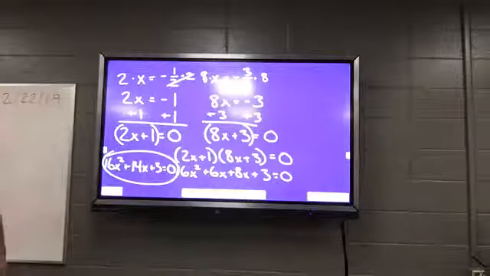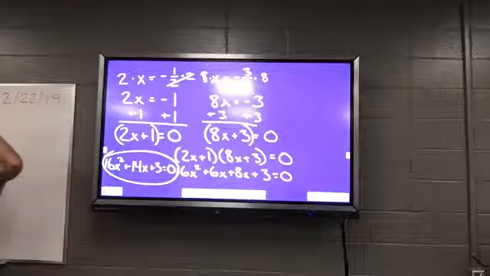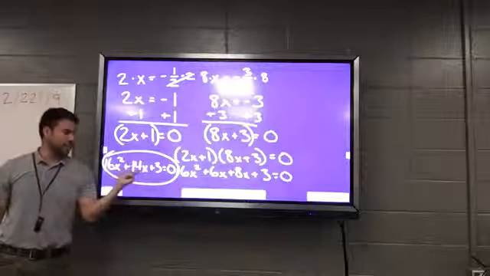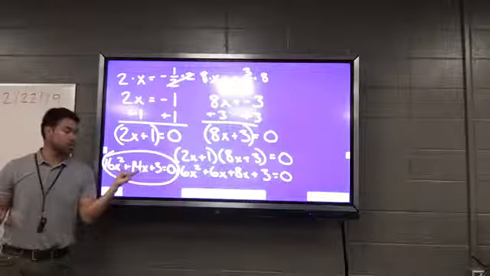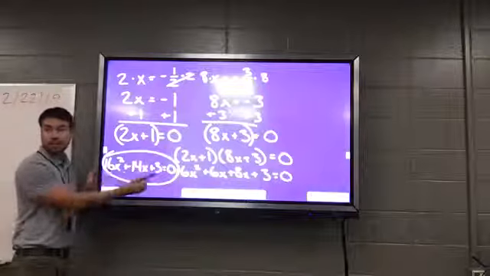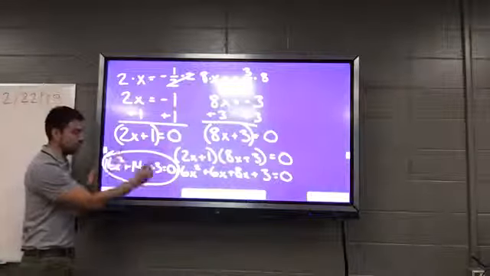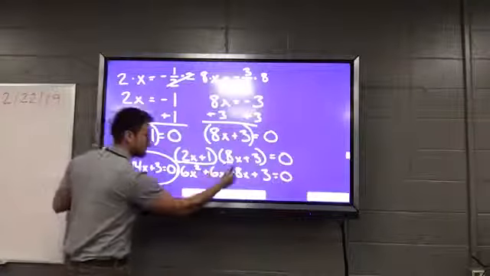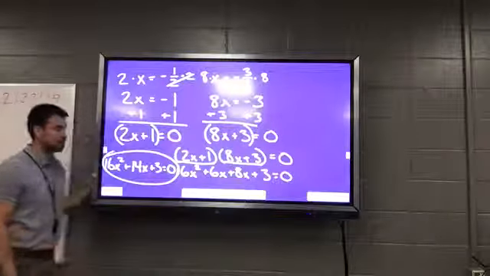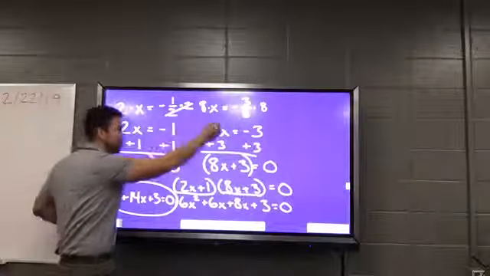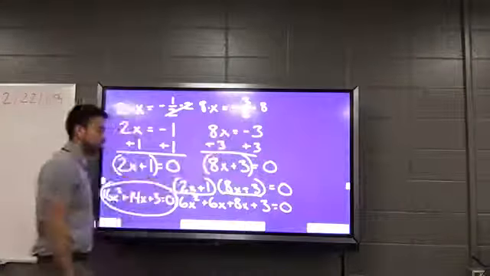That's your quadratic equation. And now listen to me carefully. If you were going from last night's homework, or actually a few nights' homework, where you're trying to factor this, you know what you would factor it into using the bridge method? You would factor it into 2x plus 1 times 8x plus 3. What would your answers be? Negative 1/2 and negative 3/8. Now we're going to work backwards.